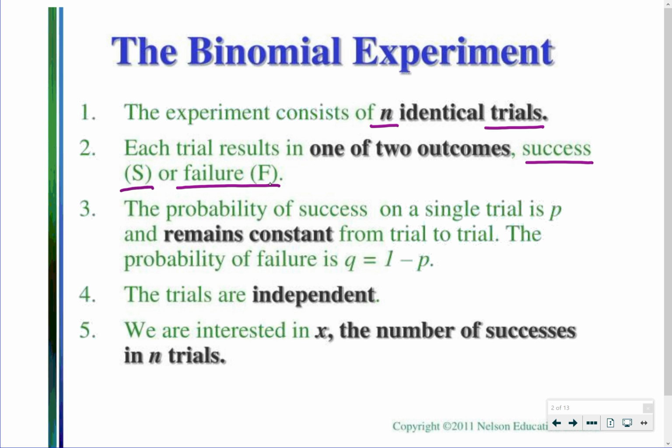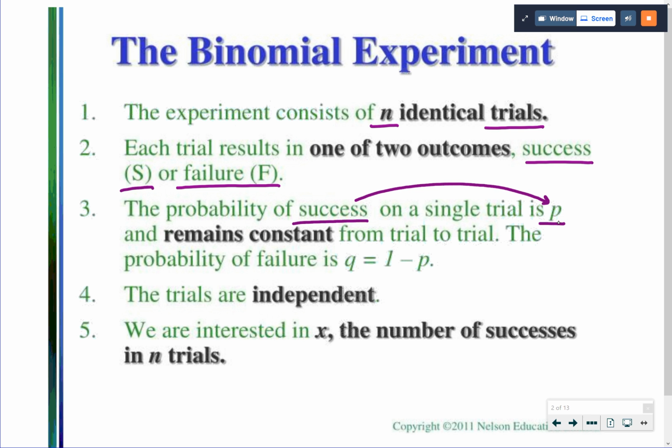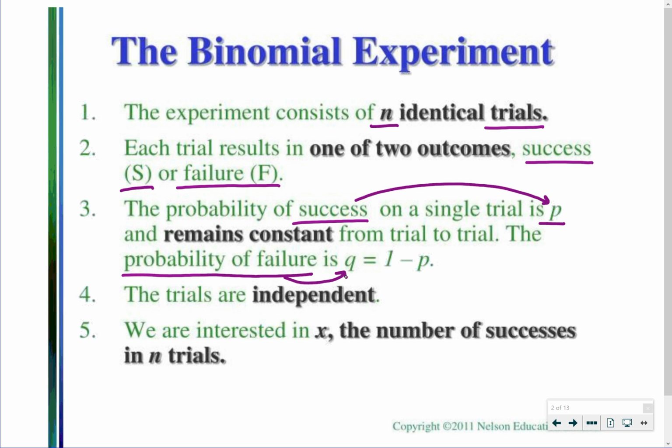The probability of success in a binomial experiment is constant from one trial to the next. So if you do not have the same probability from one trial to the next, it is not a binomial experiment. You must have the same probability throughout. The probability of success is P, and the probability of failure is the complement of that, Q. All the trials are independent, and X is your number of successes.